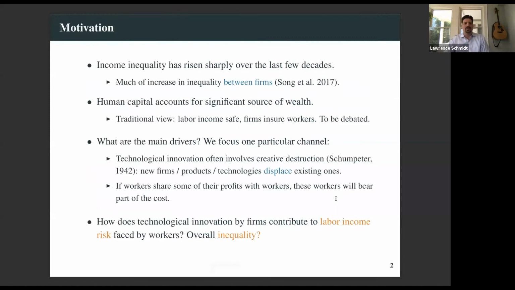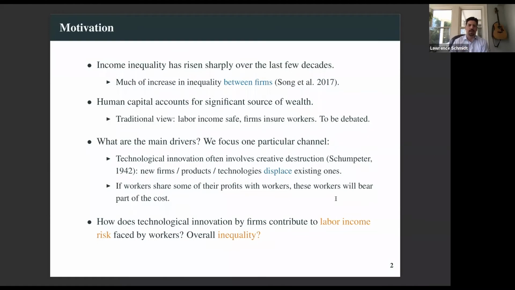Fantastic. So our starting point for this paper is a well-known fact that many of us are trying to make sense of, namely that income inequality has risen quite sharply over the last few decades. And also, interestingly, if you look at the data, you can decompose this increase into between-firm components, so think of average pay for all workers in the same firm, and within-firm components, so the difference between my pay and my coworkers' pay on average. And we actually see that a lot of the increase in the data is coming from this between-firm component.